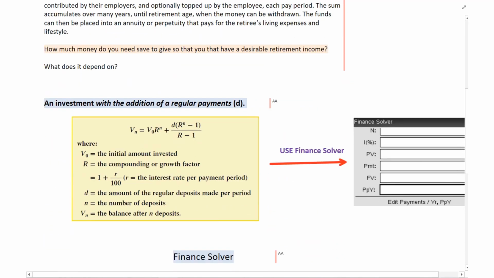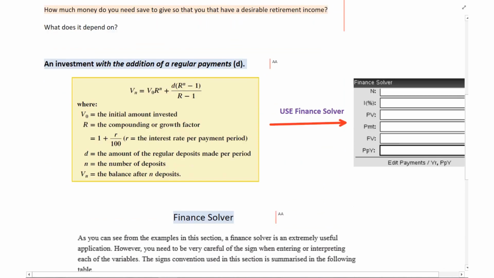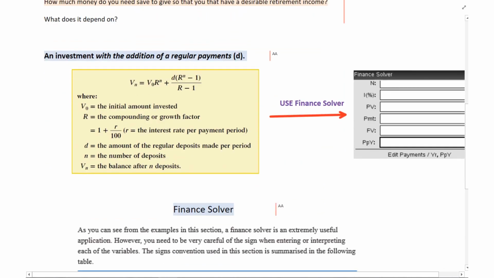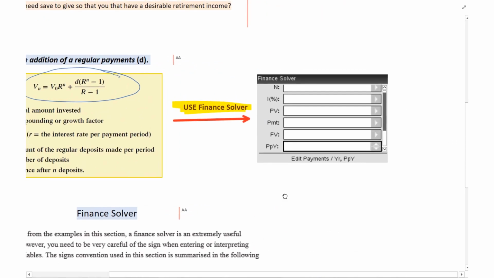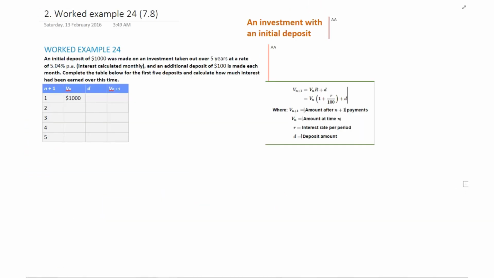Okay. Now, an investment with an addition of a regular payment, we're not talking about recursion now. We're talking about basic future value. Now, the book gives this equation, and in some of the worked examples it loves to use it. Don't use it, use Finance Solver. Use Finance Solver anytime you can. Okay, so that's where you need to be really careful. Use Finance Solver because it'll generate the values you need, and that's why I put a little screen clipping of the Finance Solver from the calculator. So let's have a look at our first worked example.